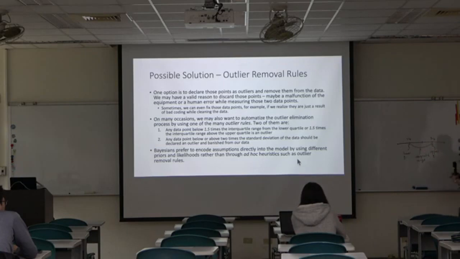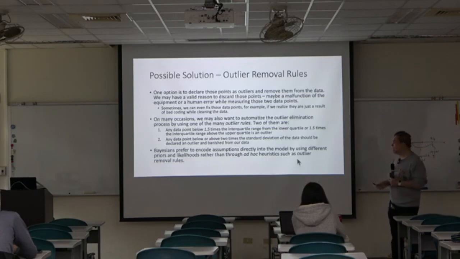So if it's 1.5 times the interquartile range lower than the lower quartile, or 1.5 times the interquartile range higher than the upper quartile, we consider that an outlier. So this is one way to get rid of the outlier.